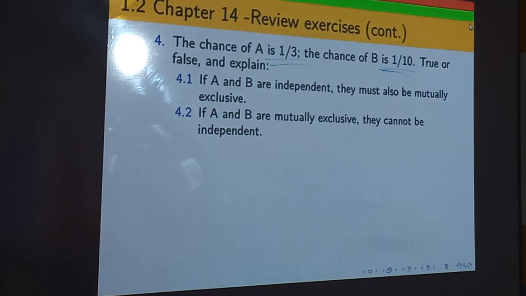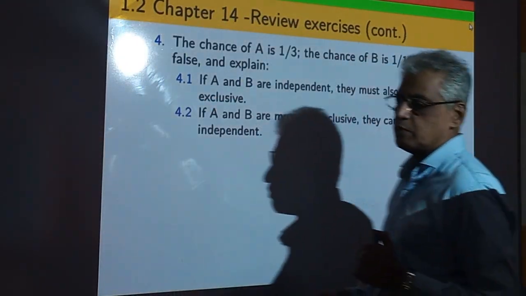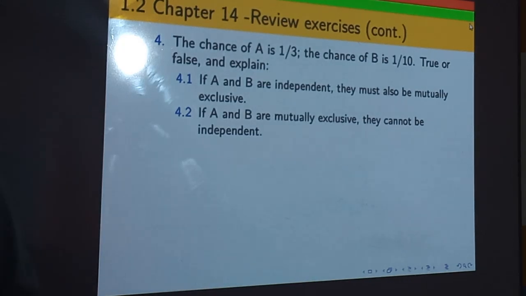What about the second one? If A and B are mutually exclusive, they cannot be independent. Is that correct?